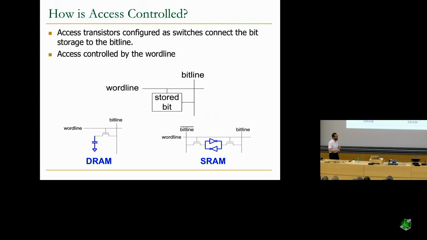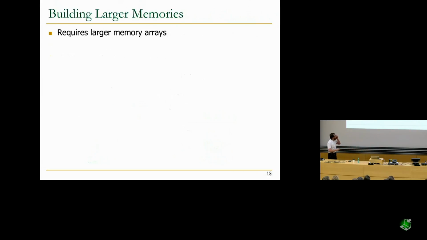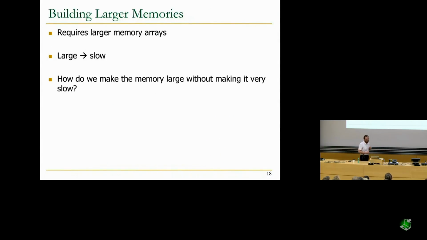It has to exist. And the sensing circuitry is different in DRAM, different in SRAM, different in flash memory, different in tape. Okay, so building larger memories requires larger memory arrays, clearly. Large means slow, but we don't want slow, right? So how do we make the memory large without making it very slow? I mean, if you make it large and it doesn't become slow, that's magic. Unless you move to a different technology. If you're in the same technology, and if you make it large and it doesn't become slow, then either your original design was not good enough, or there's some magic, which means that you should question the results.